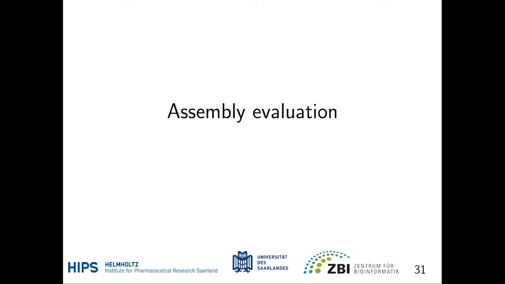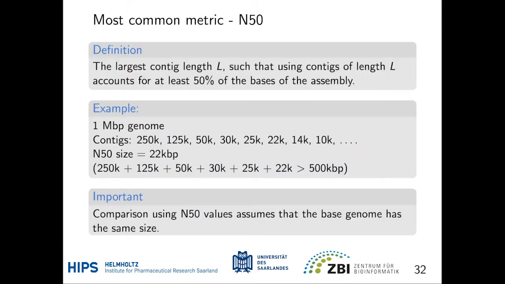In this last part of the lecture, we will talk about assembly evaluation and error correction. Obviously, one wants to be able to compare different assemblies, for example, to choose between several alternatives produced by several different algorithms. The most common metric and the most important one is the so-called N50 metric.